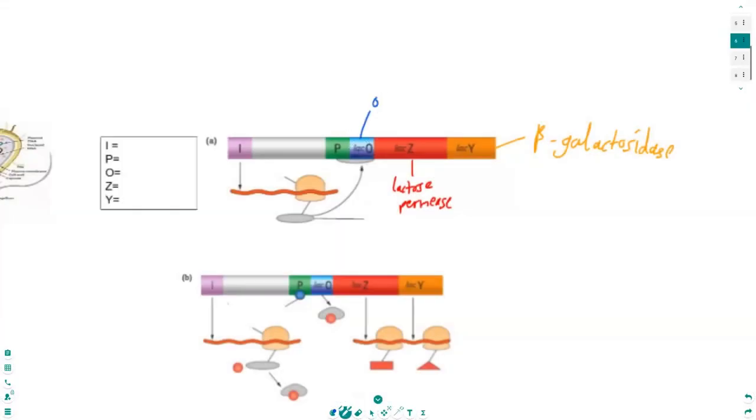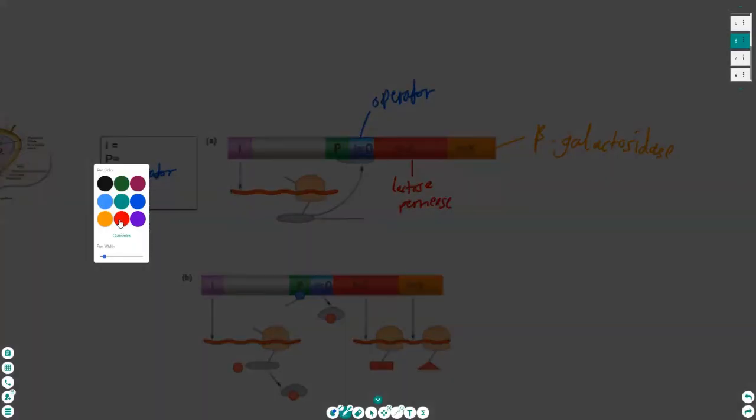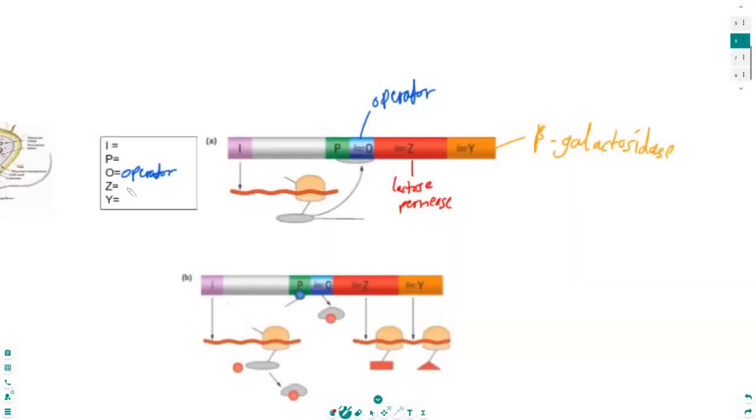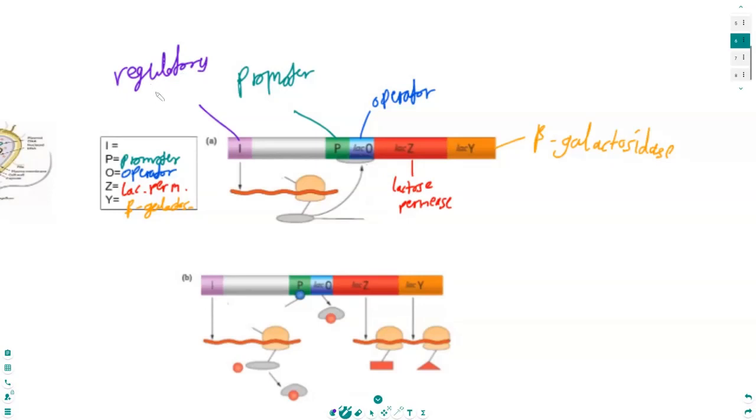So O here is the operator. lacZ is the lactose permease, and lacY is the beta galactosidase. This one is the promoter region. And then lacI, as you can see here, is the regulatory gene. It codes for a specific protein, shown here in gray, called the repressor protein.